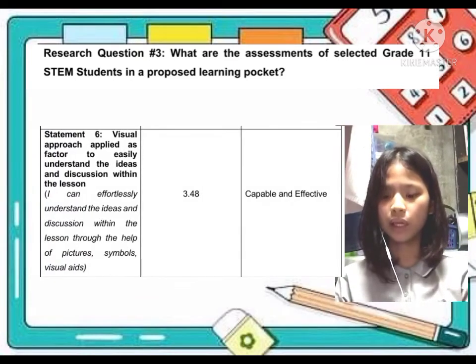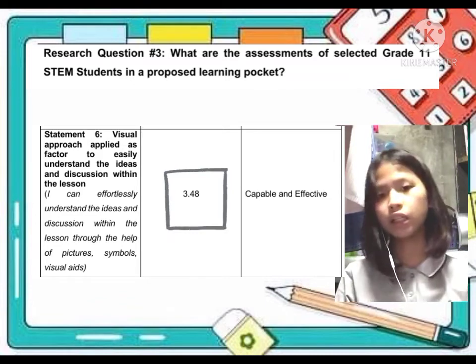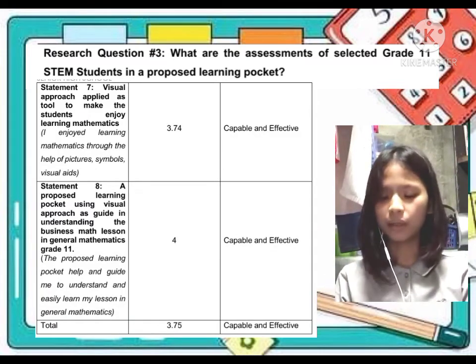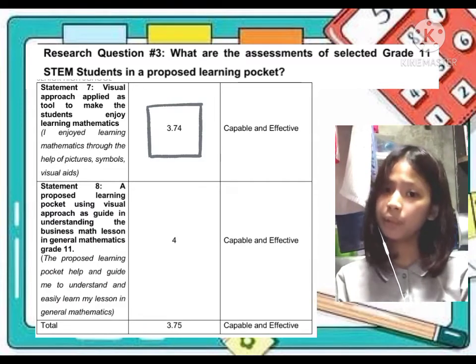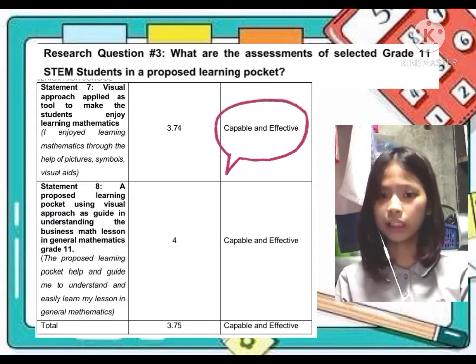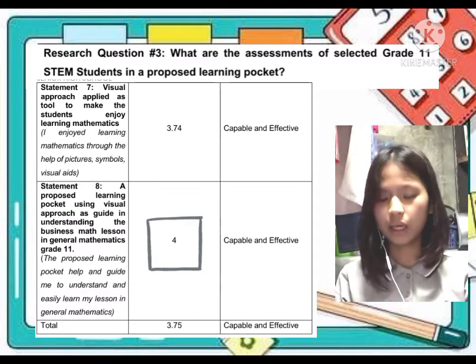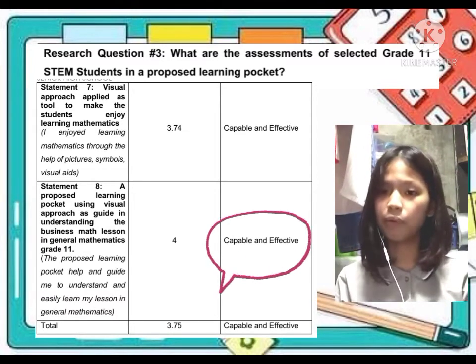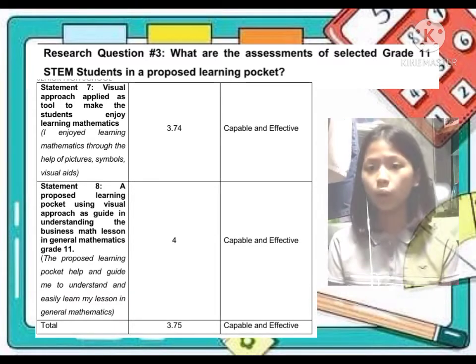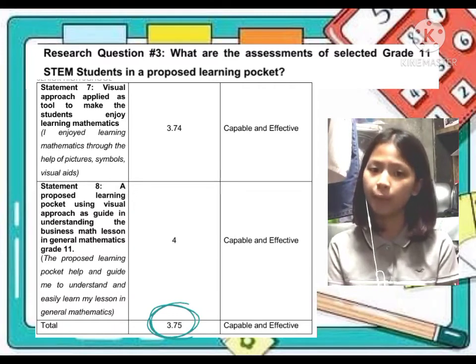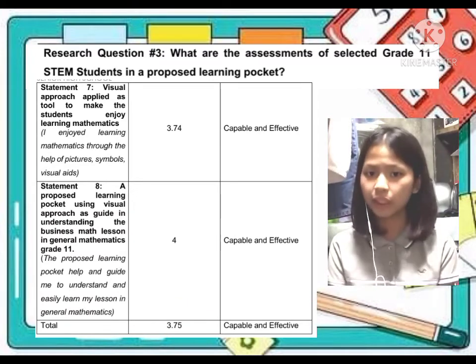Statement number 6, we have a 3.48 mean and the interpretation is capable and effective. Statement number 7, we have a 3.74 mean and the interpretation is capable and effective. Statement 8, we have a 4 mean and the interpretation is capable and effective. The overall mean of the 8 statements is 3.75 and the overall interpretation of the 8 statements is capable and effective.